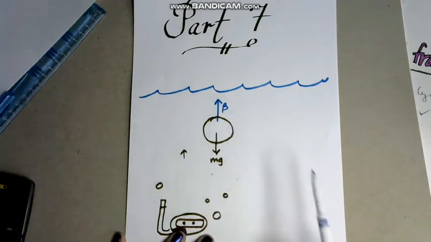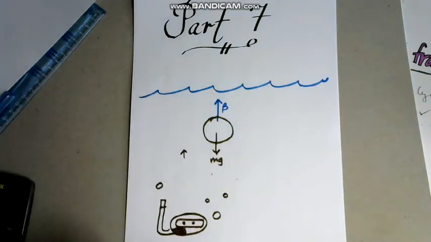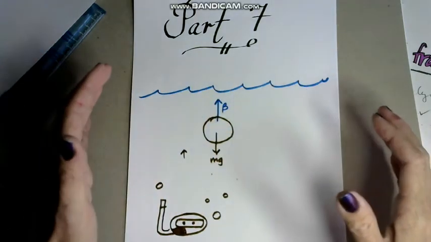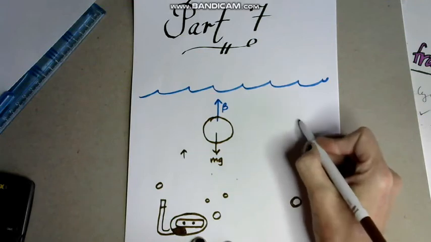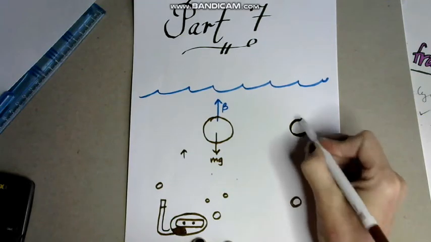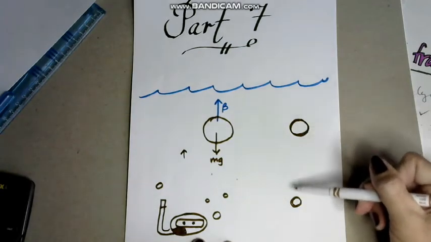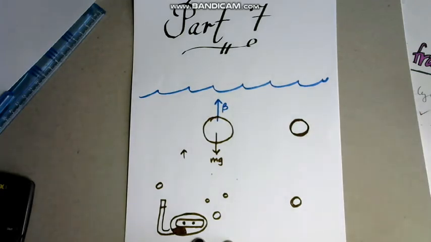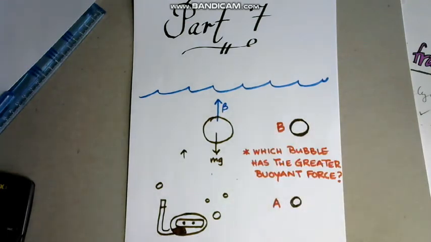So I've zoomed in on this bubble. What's interesting also is that you do have pressure around your bubble. And the higher up you get, the less pressure you have on your bubble. So it's conceivable that a bubble this size down here could actually expand to this size closer to the surface. Which of these two bubbles has the highest buoyant force? Okay, so I'll call this one bubble A, and I'll call this one bubble B. Okay, there is your question right now.